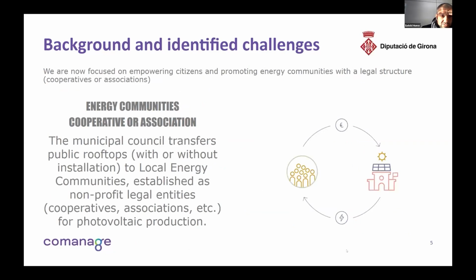We are now focused on empowering citizens and promoting energy communities with a legal structure and led by the citizens, like cooperatives or citizen associations. In these cases, we are giving support to the municipal councils to transfer public rooftops and also installations to the local energy communities, established as non-profit legal entities.